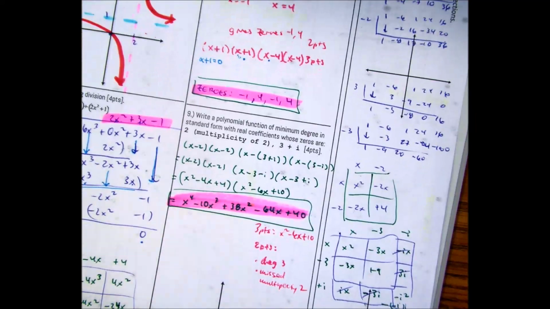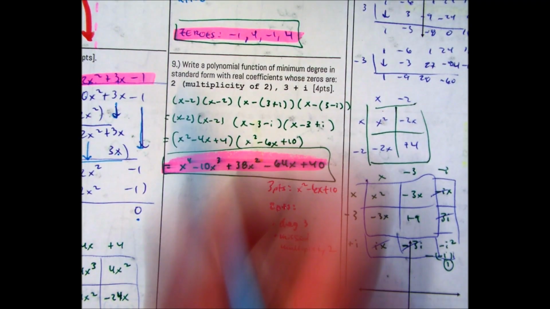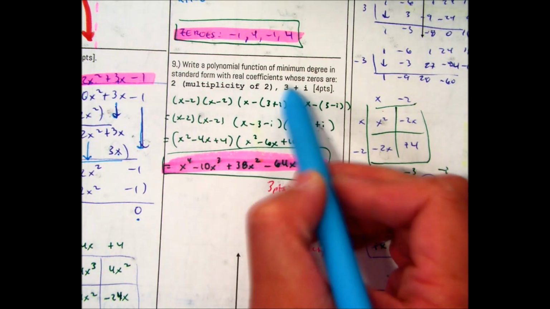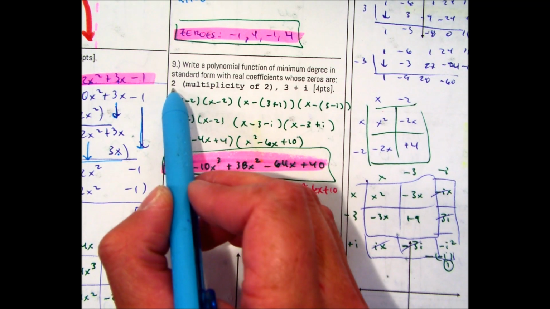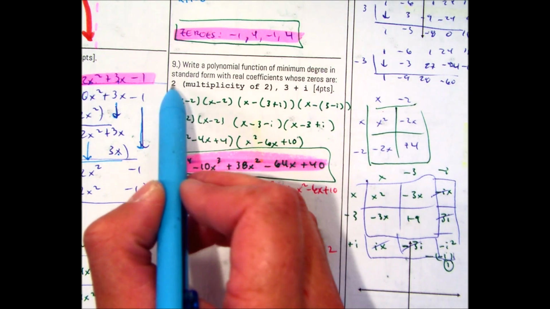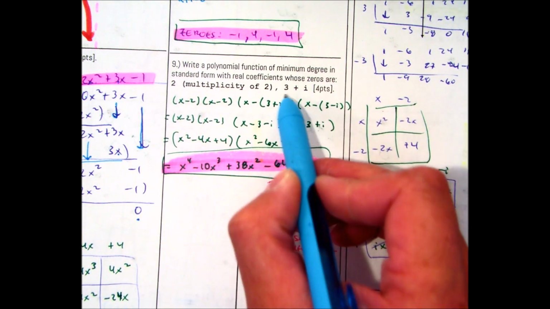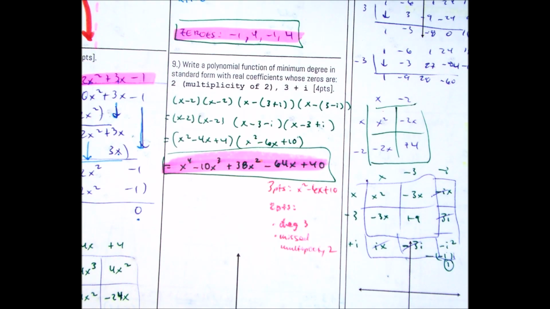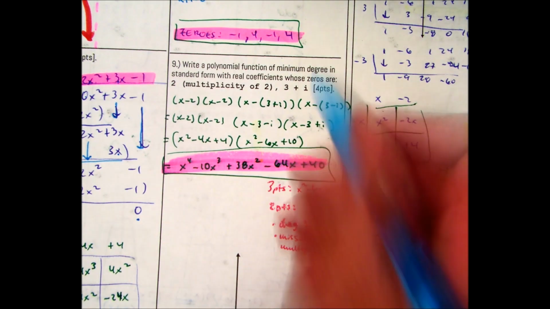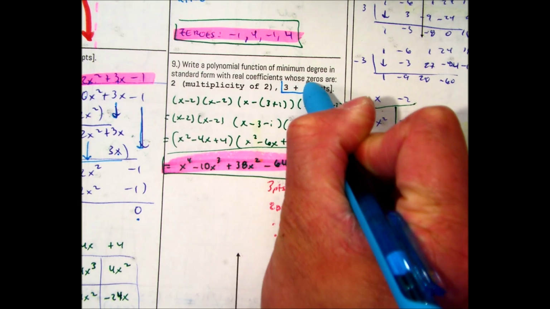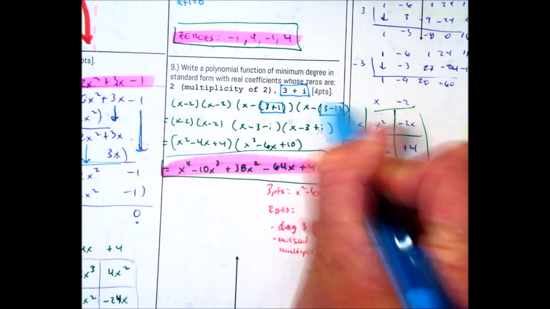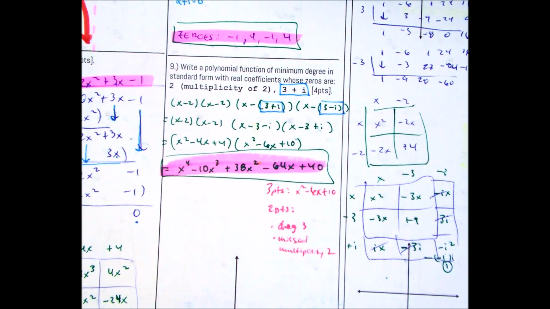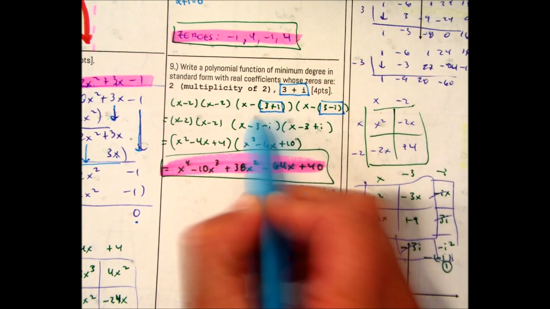Question number 9. Write a polynomial function of minimum degree in standard form with real coefficients whose zeros are 2, and this 2 has a multiplicity of 2, and 3 plus i. Well, 3 plus i has a conjugate. 3 plus i, its conjugate is 3 minus i. Okay, I have 2 zeros so far.